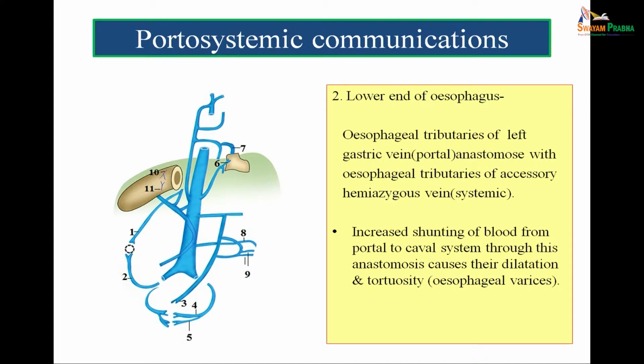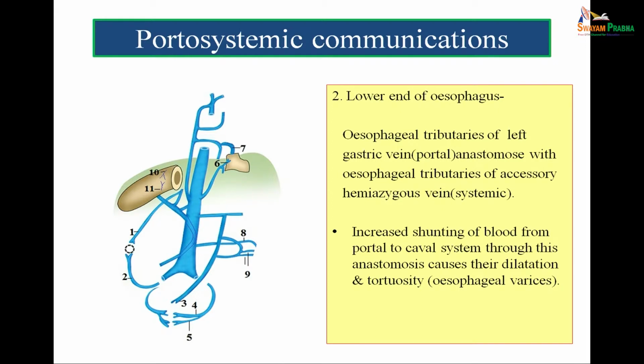Now, portal hypertension, you see here 1 and 2 represent the area where Caput Medusae is formed. 6 and 7, the esophageal tributaries of the left gastric vein, which are portal, are uniting with the esophageal tributaries of the accessory hemiazygos vein, that they are represented by 7. So, 6 is the portal system, 7 is the systemic system. They are meeting in relation to the upper end of the stomach or the lower end of the esophagus. So, esophageal tributaries of the left gastric vein, portal, anastomose with esophageal tributaries of the accessory hemiazygos vein.